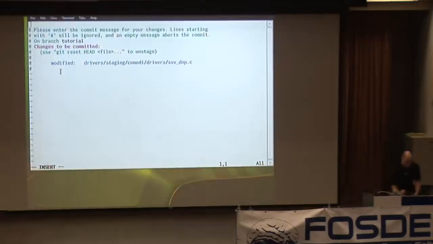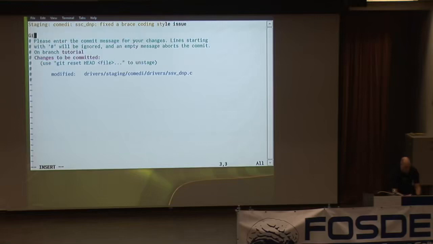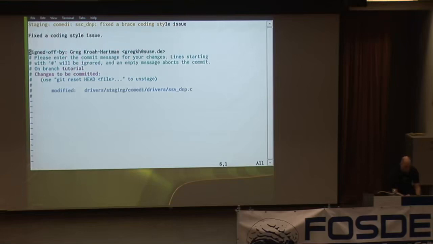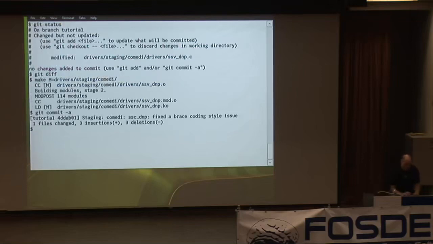So we did something. I'm going to say in the staging directory, the column drivers, how do I spell it? Yeah. The SSV DNP driver, I fixed a brace issue. And I can say fixed. Okay. This one's kind of obvious, and I'll say signed off by. I have a little macro that does that. And then that's committed. Boom.